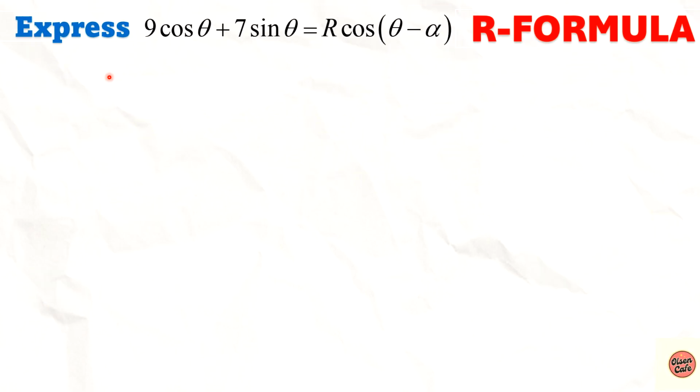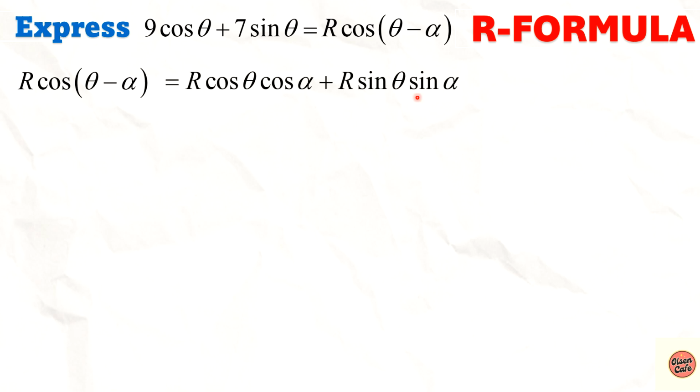So in this question, we are to express 9 cosine theta plus 7 sine theta into r cosine theta minus alpha. Now by looking at the right hand side, I do know that we will have to apply addition formula over here. So we are going to expand the right hand side, and this will give us r cosine theta cosine alpha plus r sine theta sine alpha. So do take note for addition formula. The sign for cosine here is opposite.